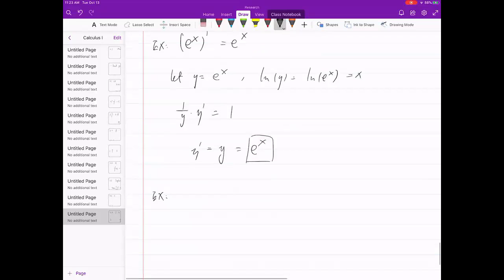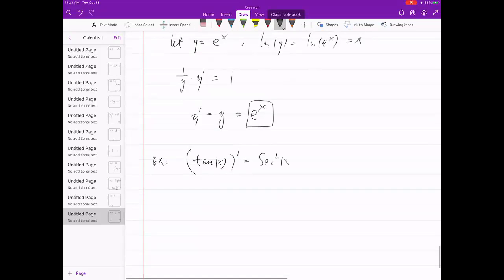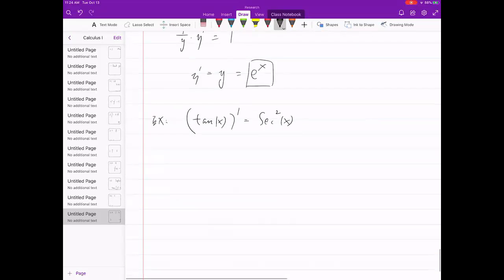What's the derivative of tangent? Well, secant squared. Remember? Okay. How did we do that? We basically changed tangent x to be sin x over cosine x, and then we apply the quotient rule. Sounds good? Now you say, well, you have log differentiation.